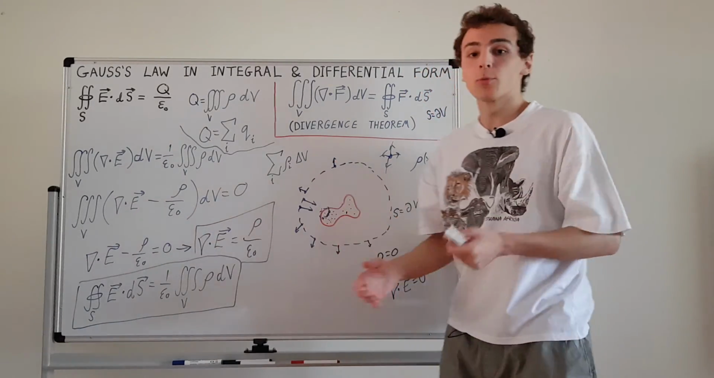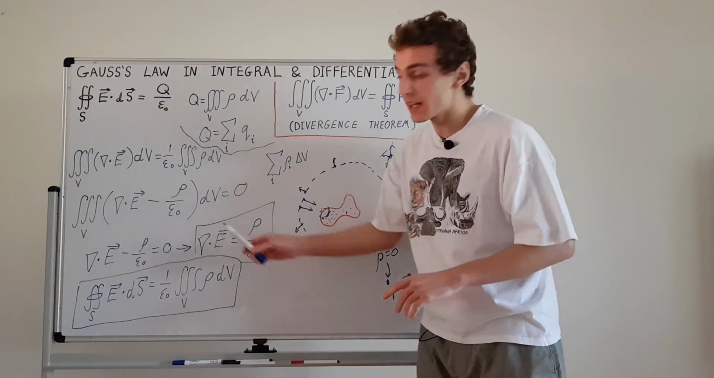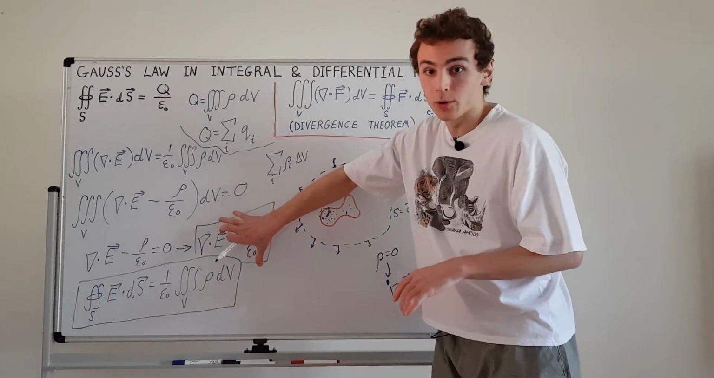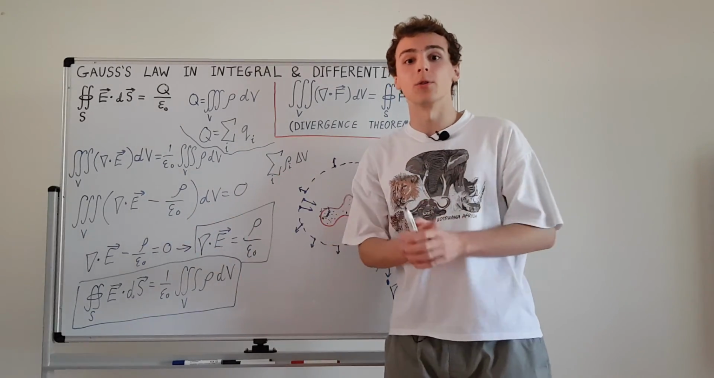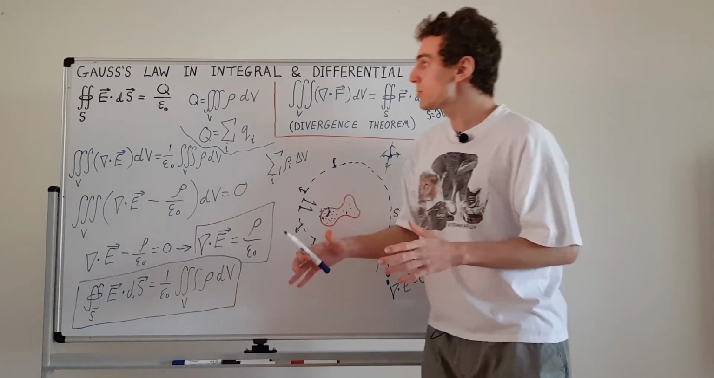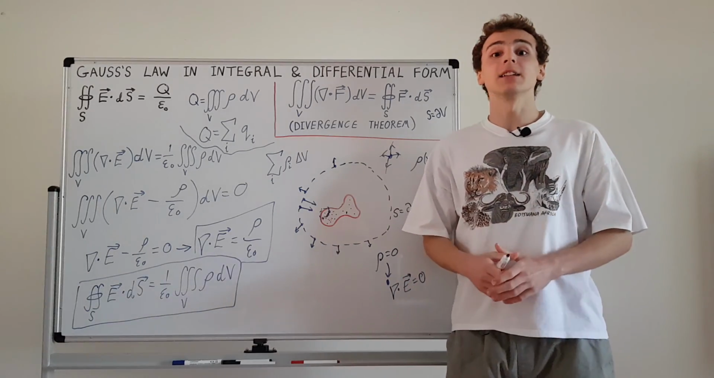Now, it does look more simple, doesn't it? The differential form does look a little more simple. Even though it looks a bit like hieroglyphics with these upside-down triangles, it is a lot more simple to work with when you're doing theoretical manipulations of Maxwell's equations. So this was Gauss's law for electric fields in integral and differential form.